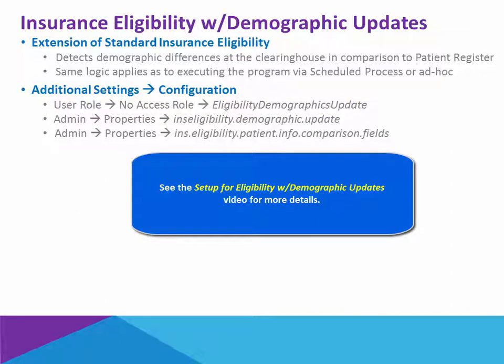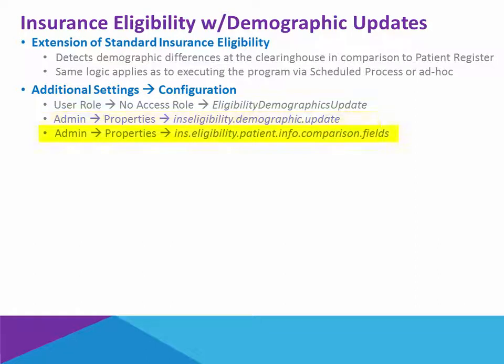In addition, there are a couple of properties, one that actually enables the update functionality, which will provide an icon at the eligibility details level that displays this comparison where the demographics differ, as well as a property that allows you to define specifically what fields of data you want to compare between patient register and the clearinghouse.